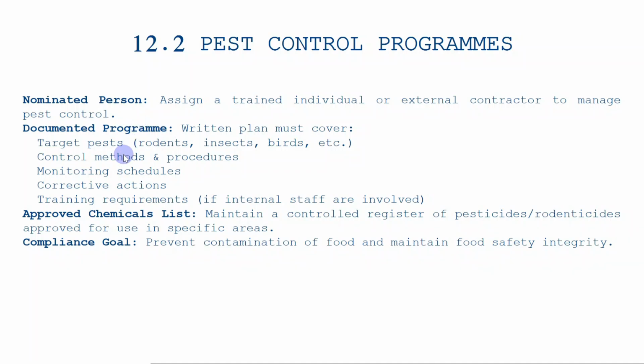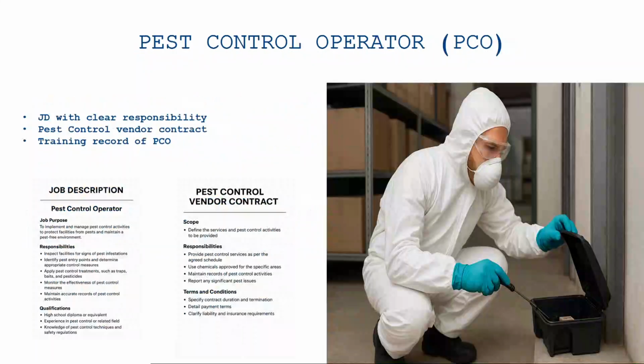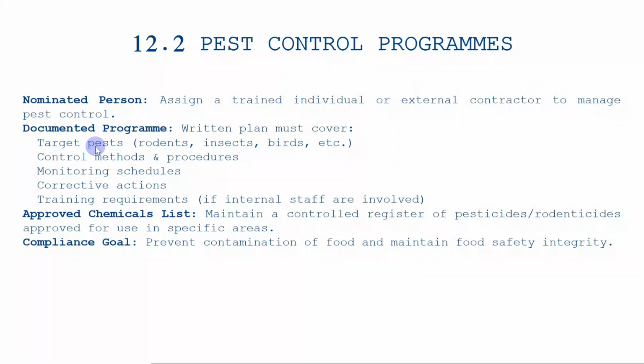So, if appointed internally, there must be a job description clearly defining responsibilities, and the person must be properly trained. And if an external contractor is hired, all pest control activities are managed by the contractor, and a valid contract must be maintained. The second part of this clause is documented pest control program. So, a pest control program is essentially a full-fledged plan that includes types of pests to be controlled, control methods and procedures, monitoring schedule, actions to be taken when pests are found, preventive actions to avoid reoccurrence, and training requirements.